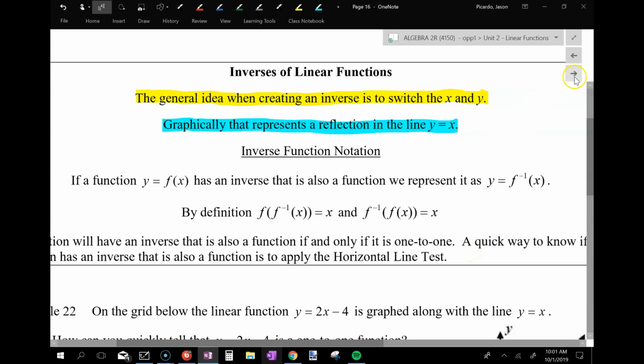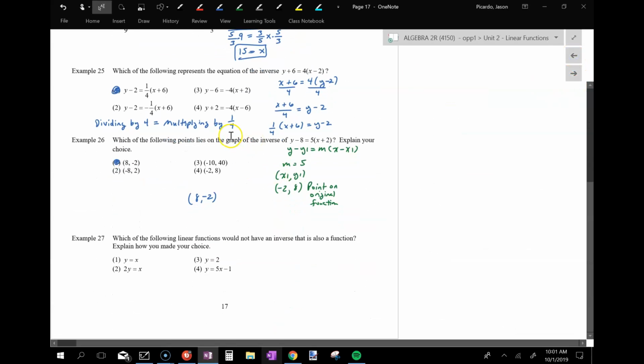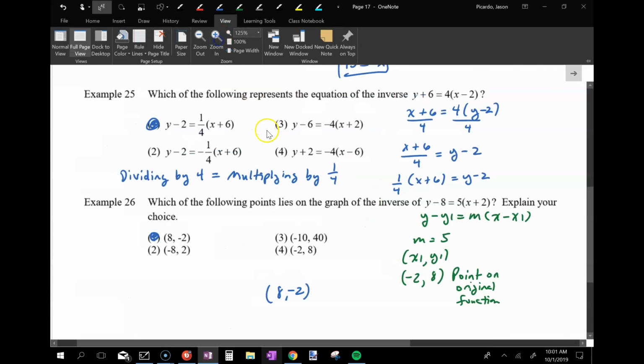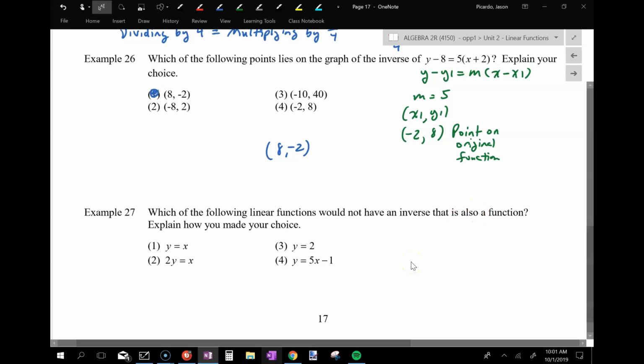Okay, so let's go back. A function would have an inverse that is a function. Oh, hang on. Would what? Would not have an inverse, right? Oh boy. All right. Would not have an inverse. So what am I looking for? I'm looking for which function is not 1 to 1.